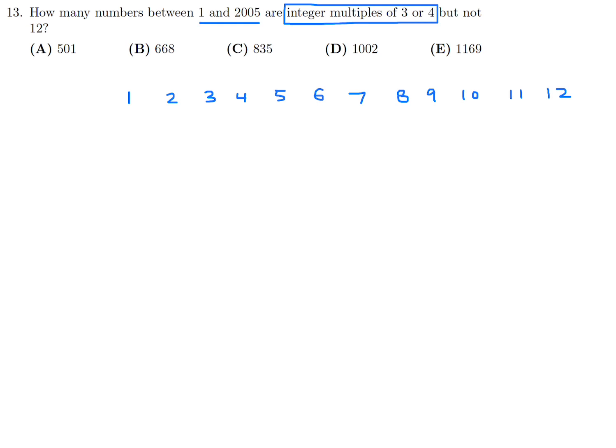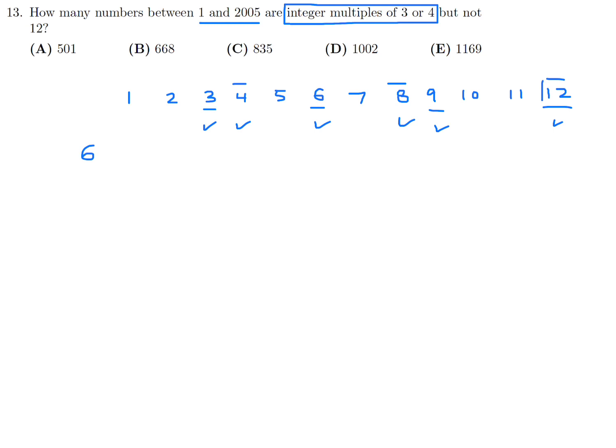Let's say I said between 1 and 12, how many integers are multiples of 3 or 4? Well, you can just look at it and do it. Integer multiples of 3, I've got 3, 6, 9, 12. Integer multiples of 4, I've got 4, 8, and 12. So I've got, counting them, 1, 2, 3, 4, 5, 6. I've got 6, no problem. Because there's only 12 numbers. But if you have 2005, you obviously are not going to write them all out. So there's got to be some sort of a pattern or a system, a better way of saying it. And there is.